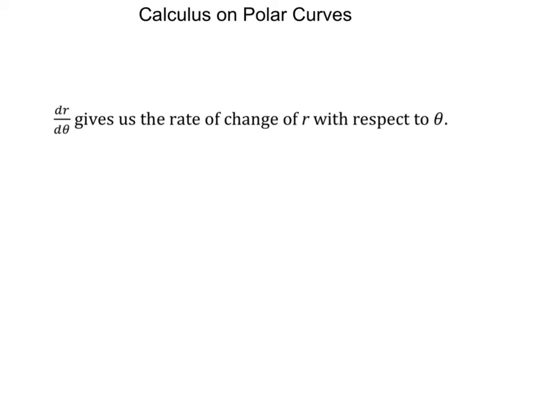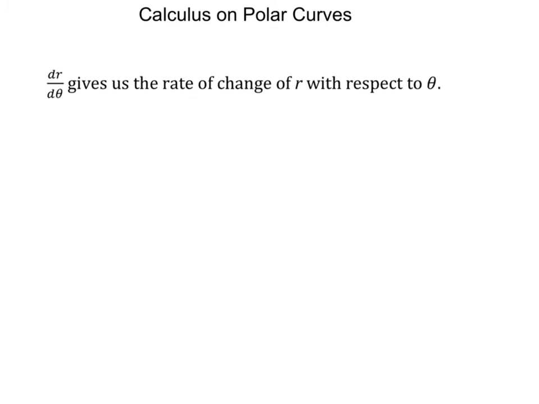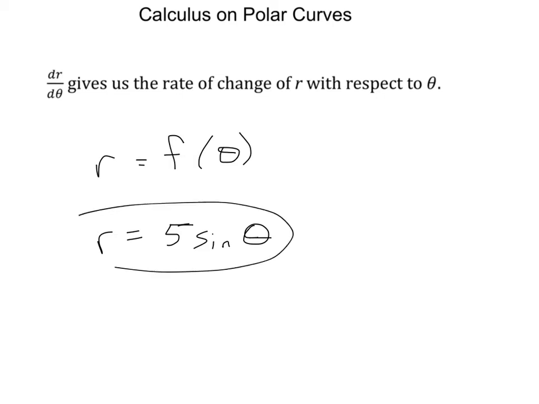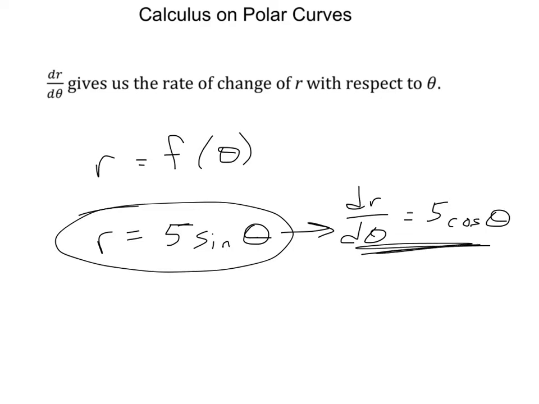dr d theta is basically going to give us the rate of change of r with respect to theta. In some sense, this should be the easiest of the derivatives to come up with, because we know that when we're working with polar, we pretty much always have r as some function of theta. We might have r equals 5 times the sine of theta. We know that would give us a circle of diameter 5. By simply taking the derivative with respect to theta, getting dr d theta equals 5 cosine theta, we can understand it as the rate of change of r with respect to theta.